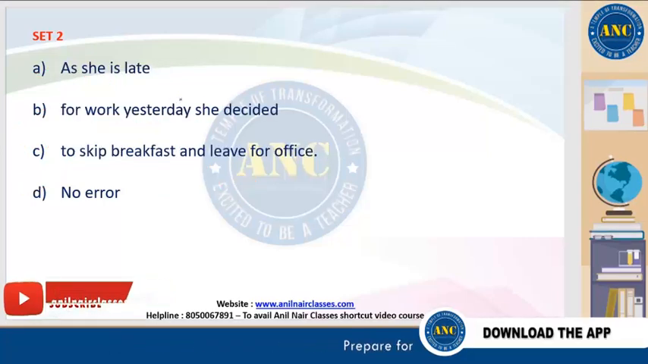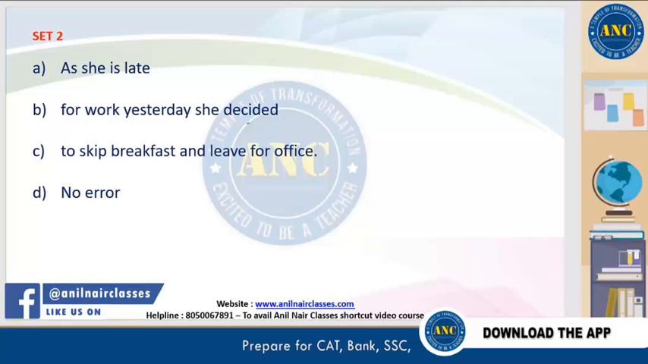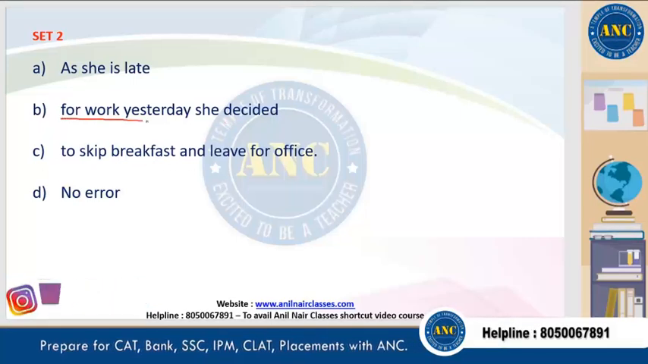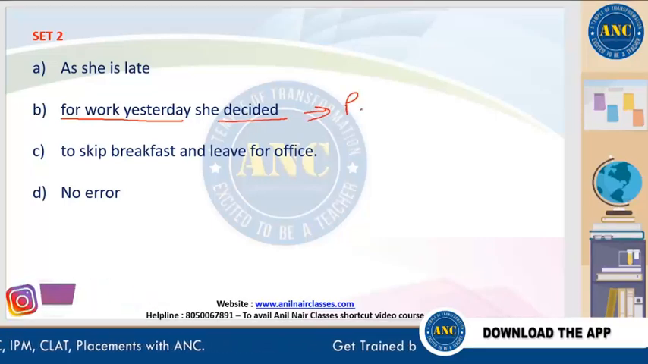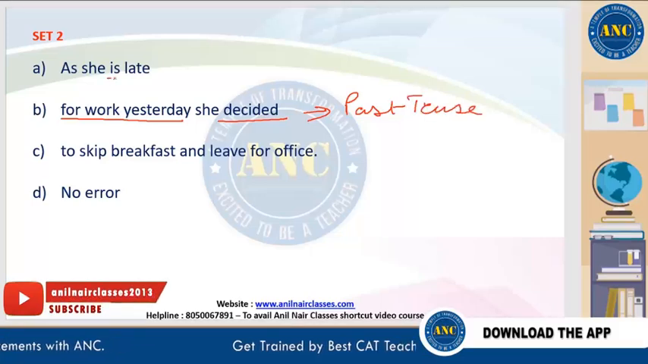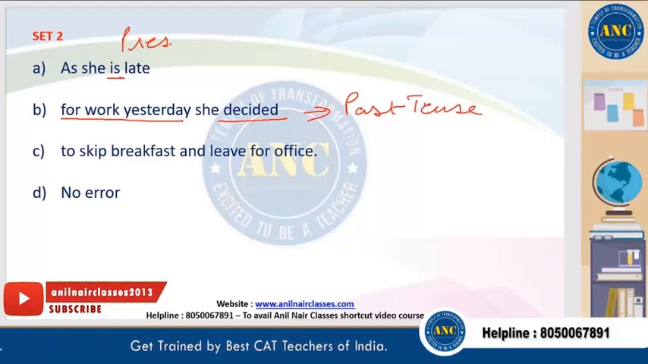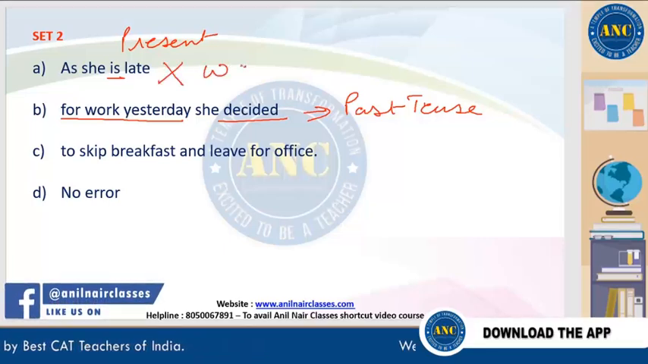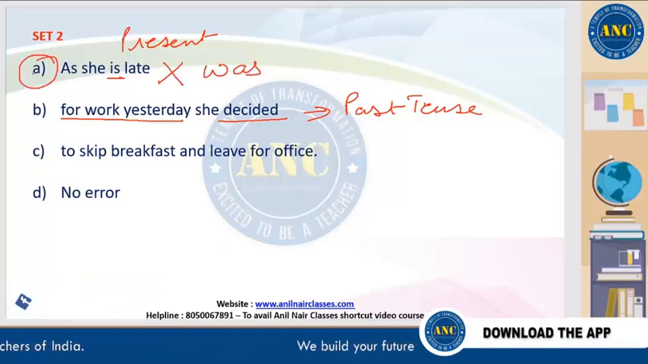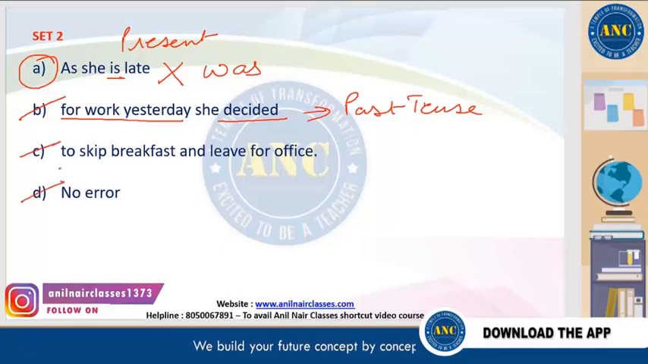Next one. As she is late for work yesterday, she decided to skip breakfast and leave for office. So "for work yesterday" and "she decided" help me to understand that the sentence is in the past tense and the first verb is in the present tense. So here the consistency of the verb is not there. "Is" is wrong. We have to use "was". So A is the right answer. Get rid of B, C and D.